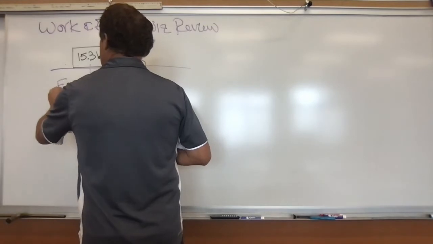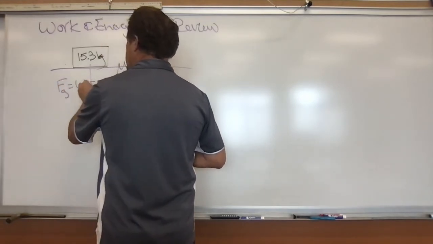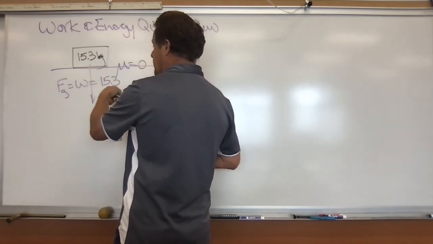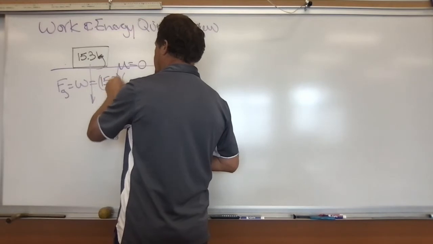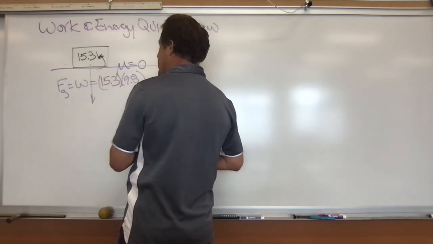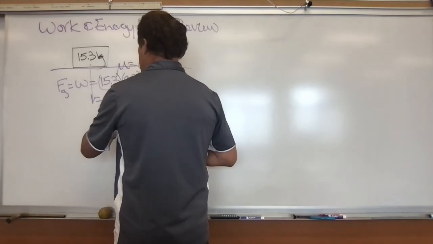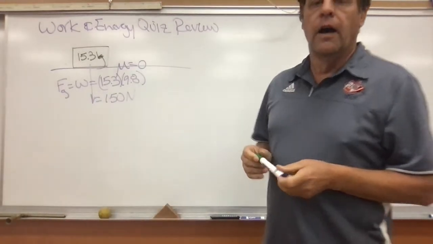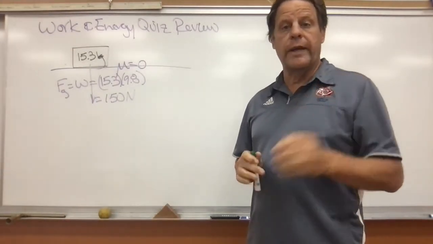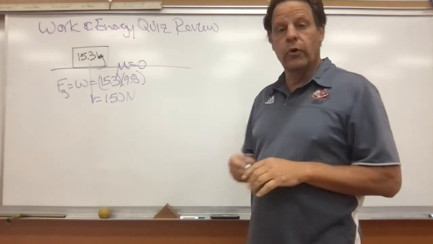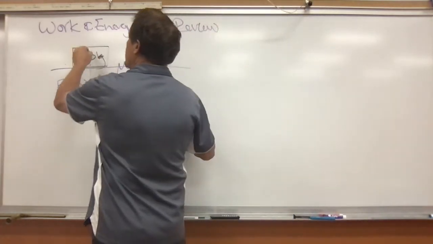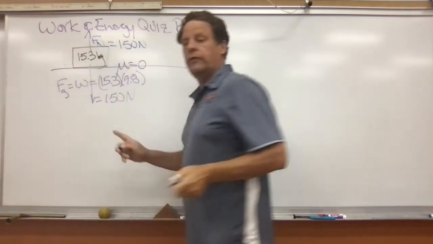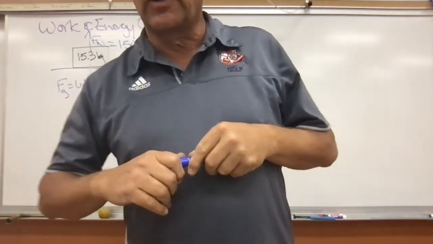We know that the force of gravity is equal to weight, which is equal to 15.3, which is our mass, times our gravity, which is 9.8. And that is going to be 150 newtons. All right, so 150 newtons is the weight. And in the absence of any other forces, except for the normal force, the force normal is also going to equal 150 newtons because that's equal and opposite.